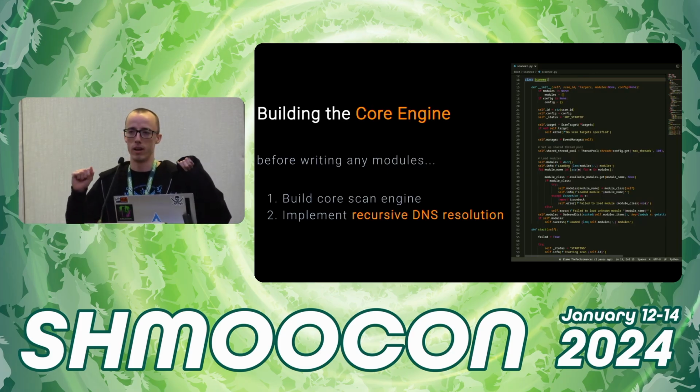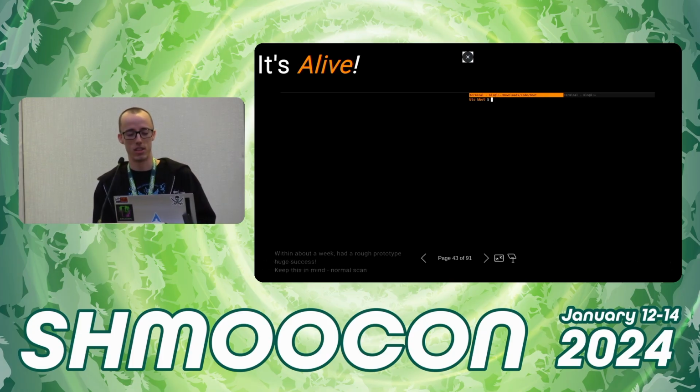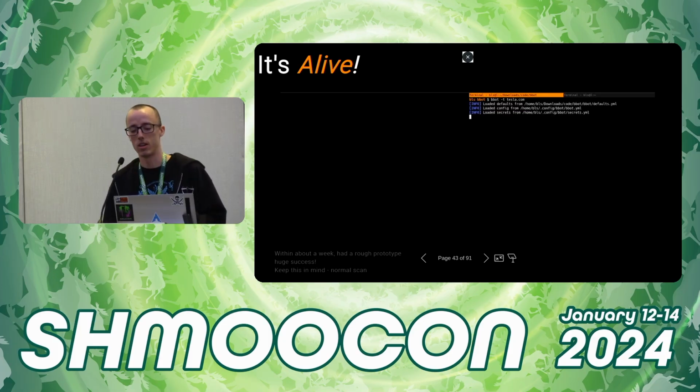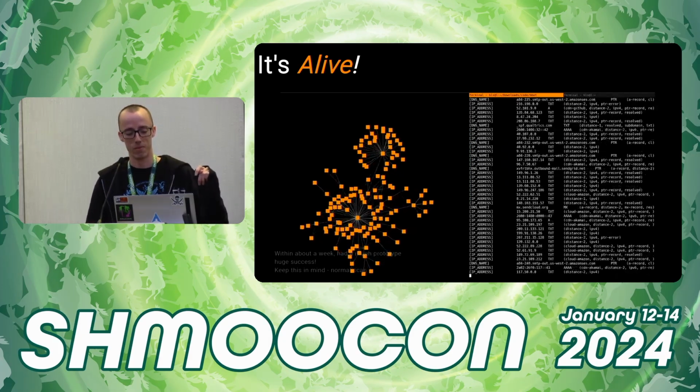So, step number one, building the core engine. Before I wrote any modules, I wanted to get the core engine working with recursive DNS resolution, just to see what that was like. It didn't take me too long to get this up and running, only a couple weeks. So this is a scan of Tesla.com. On the right, we have the terminal. On the left, we have the graph.